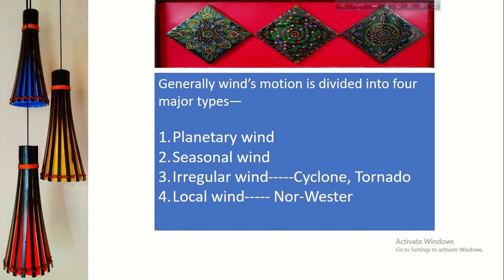And the next one, seasonal wind. It is based on season, Samoyik Bayu. Then irregular wind. Here we will emphasize irregular wind, which is irregular in motion and can create cyclone and tornado. And local wind, which is formed locally and causes the nor'wester. These winds are named according to the direction from which they blow.